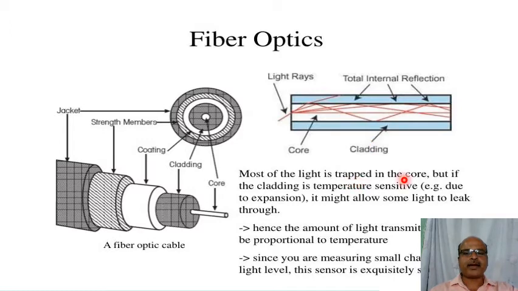Most of the light is trapped in the core, but if the cladding layer is temperature sensitive, it might allow light to leak through. Hence, the amount of light transmitted would be proportional to the temperature. Since you are measuring small changes in light level, this sensor is extremely sensitive. So this cladding layer is temperature sensitive. When the temperature increases, there is a variation in the wavelength, and accordingly a variation in the output.